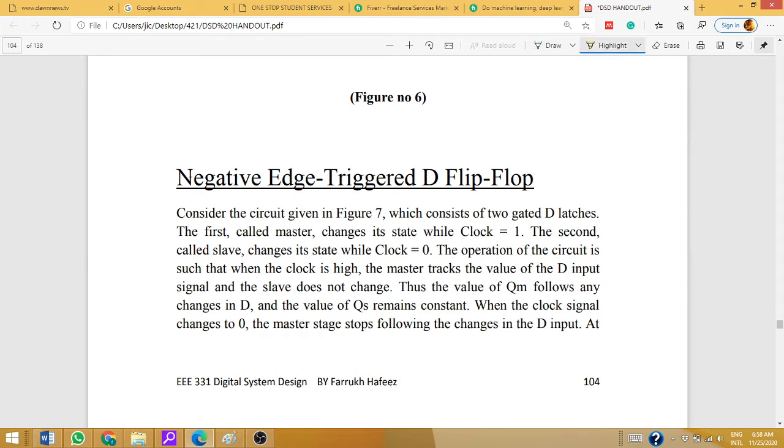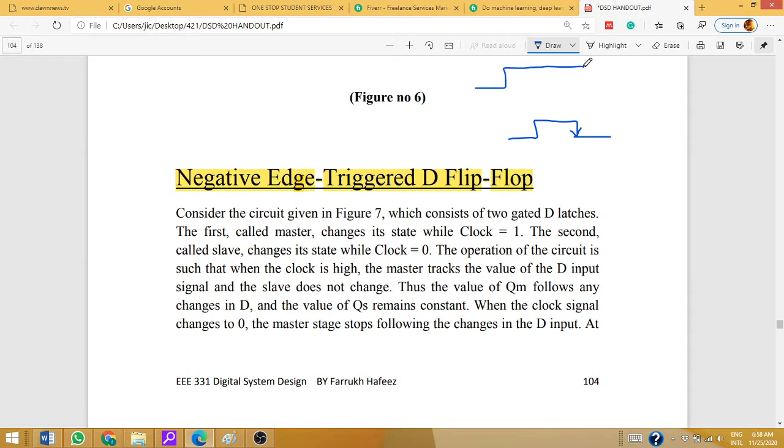What is the difference between negative and positive edge trigger flip-flop? As its name indicates, a negative edge trigger flip-flop works when a negative pulse is coming, or we can say a falling edge. The opposite is the positive edge trigger flip-flop. First we are discussing negative edge trigger. When data is here, for example, there is something on D. We will see when it will reach the output during the negative edge.